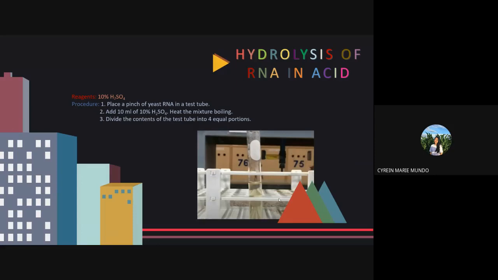For the hydrolysis, we're going to need 10% of H2SO4 or sulfuric acid. Then it was conducted by placing a pinch of yeast RNA in a test tube. Add 10 ml of 10% sulfuric acid. Heat the mixture to boiling for 2 minutes. Divide the contents of the test tube into four equal portions. So the resulting mixture from the hydrolysis will be used for the following tests to be conducted.